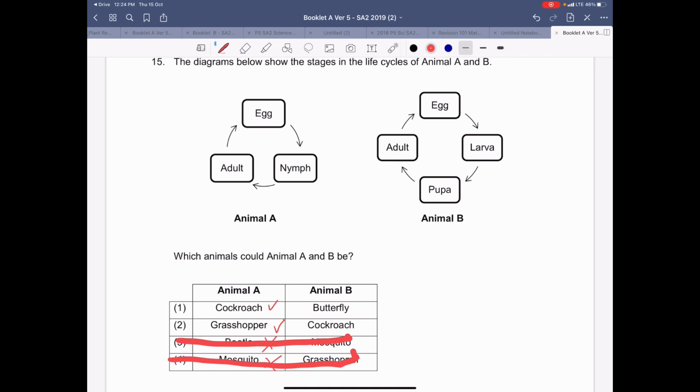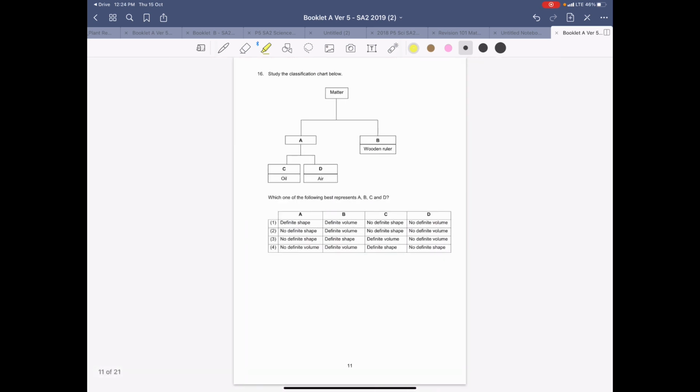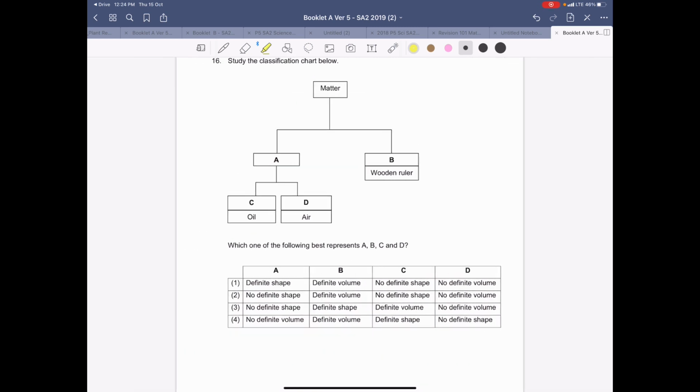Butterfly is 4. So this is correct. Cockroach is how many? 3. So straight away it does not match. So therefore your answer is 1. And that is how you use the elimination method. Next.